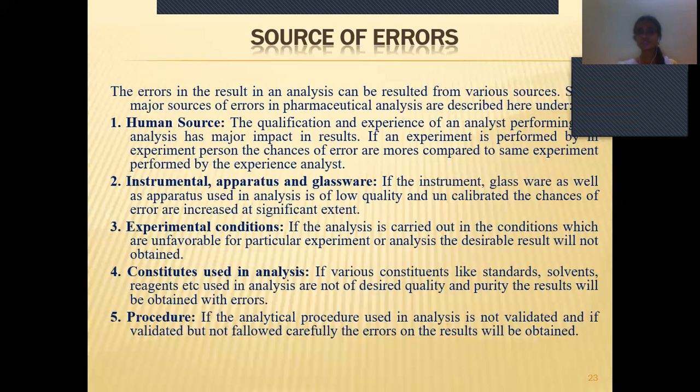And also constituents used in the analysis, meaning whatever materials we have used in the analysis. If we did not use the required materials and other materials have been used instead, we won't get the result. And procedure: there will be a particular procedure in order to perform the experiment. If any deviation occurs from that procedure, the result will get errors.